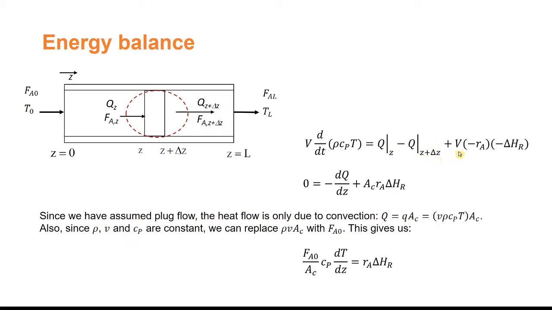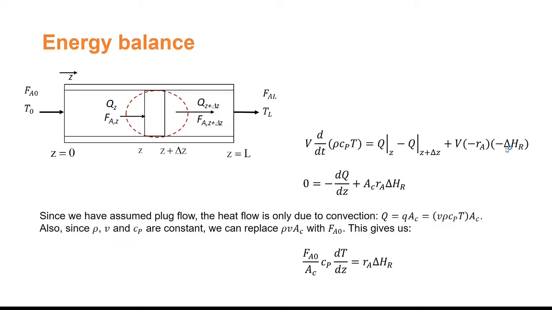And the energy generation term is the rate of reaction, which is minus the rate of generation of A. We have the minus sign here because we want a positive term, but we know that A is getting consumed. In other words, we only want to know how fast the reaction is going. The rate is per unit volume, so we need to multiply it by V. Then we multiply by the heat of reaction.